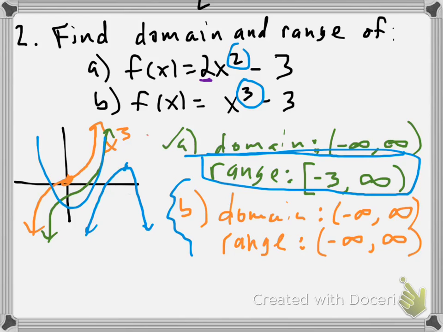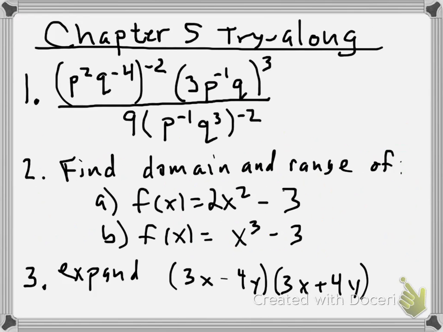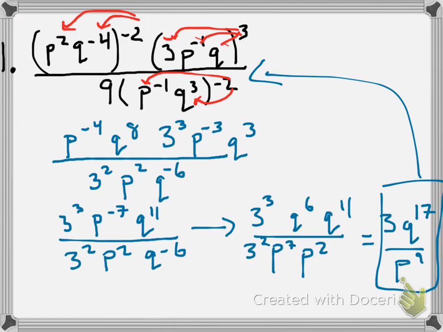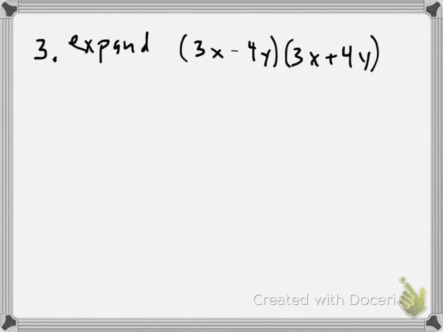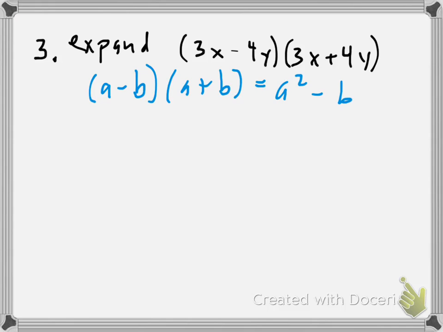Great. Let's go to the next one. So the next problem, we're expanding 3x minus 4y times 3x plus 4y. Now I could do this the long way, but the idea is that you're going to use the shortcut that I taught you, which is: this is a difference of squares. This is an a minus b times a plus b, and we said that that equals, what did it equal again? Good, a squared minus b squared.